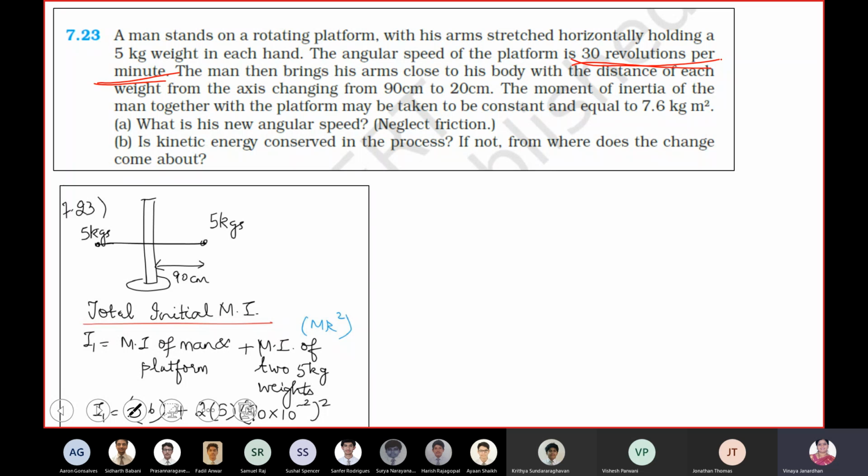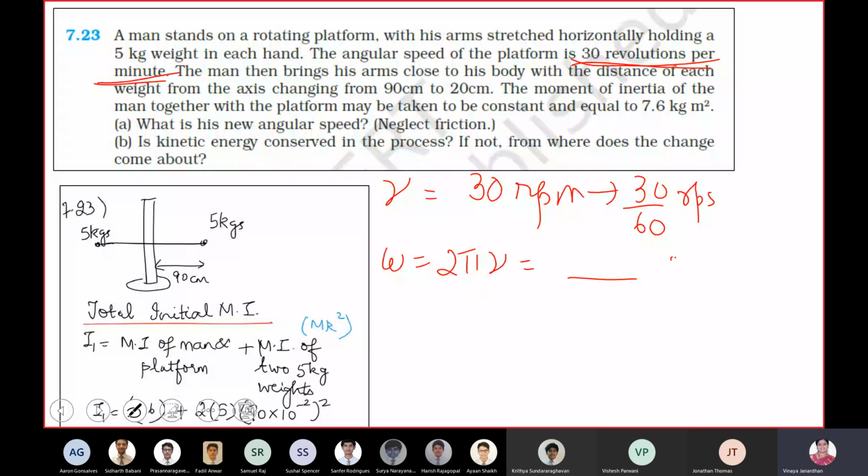Now look at this, boys. A man stands on a rotating platform with his arms stretched horizontally, holding a 5 kilogram weight in each hand. The angular speed nu is given as RPM, so I have to convert it to RPS. 30 divided by 60 rotations per second. So omega will be equal to 2 pi nu, which will be in radians per second.